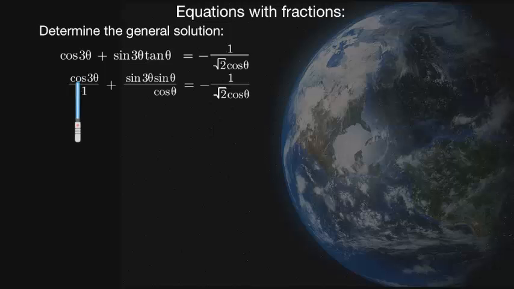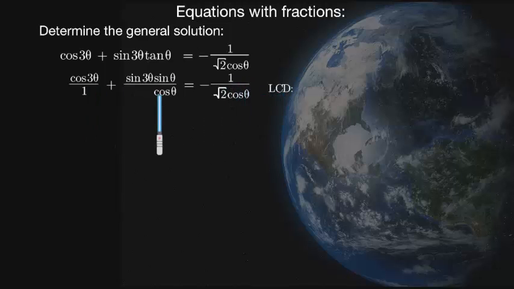Now let's see what we have. We've got cosine 3 theta over 1 plus sine 3 theta. Then we use the quotient identity and we have sine theta over cosine theta equals, and this side is already a fraction. Now all our terms are fractions and we're going to make use of the lowest common denominator.